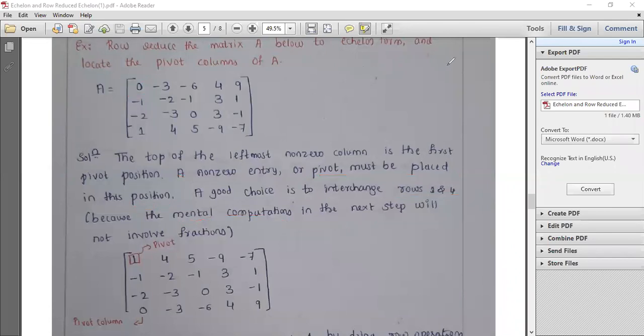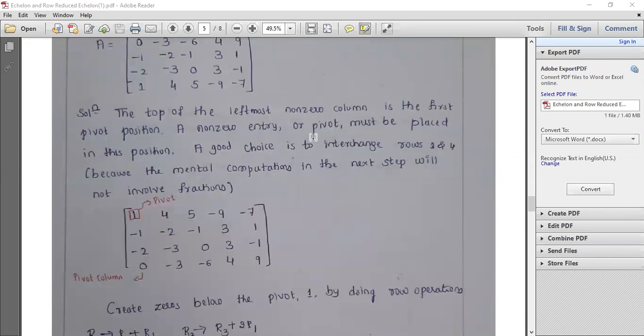Ma'am, can you interchange any two rows? Yes, you can interchange any two rows, not only 1 and 4. Why I'm taking this one is because a ready-made 1 is already there. Here it is minus, here also it is minus, so again I would have to do some operations in order to remove that minus sign. Ma'am, instead can I take this one? Yes. Okay, ma'am. Yeah, tell me.